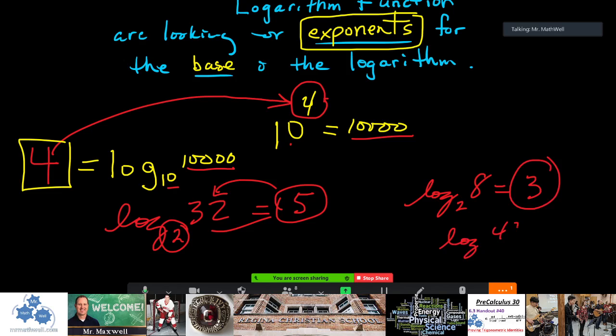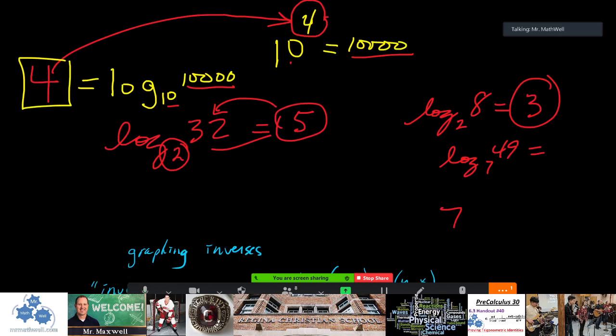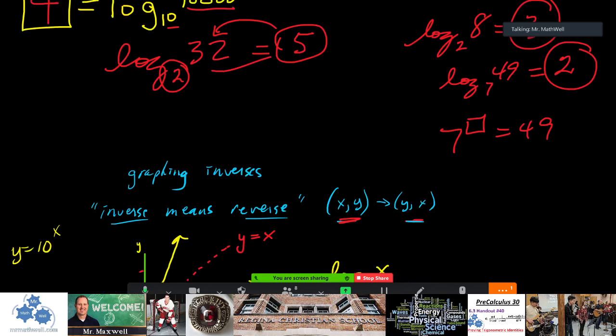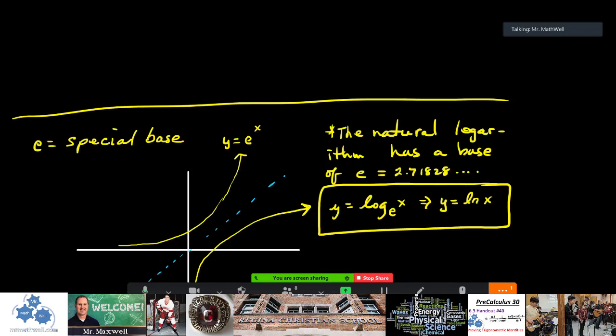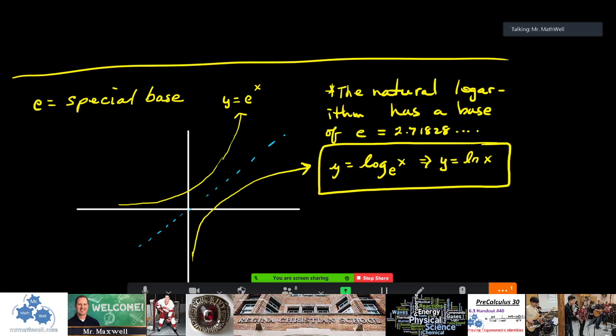What's log of 49 base 7? Are you guys sleeping or don't know this one? 7 to the power of what equals 49? That's what we're looking for, guys. 2. Yeah, 2. You guys are looking at me very strangely now. You don't remember that? You need to look back at your notes and finish that homework, I guess.